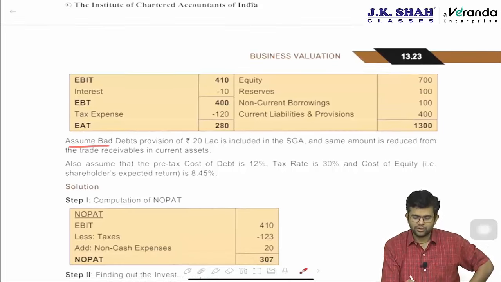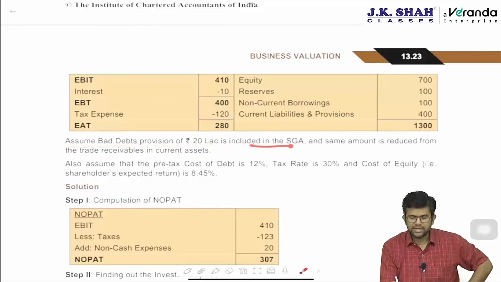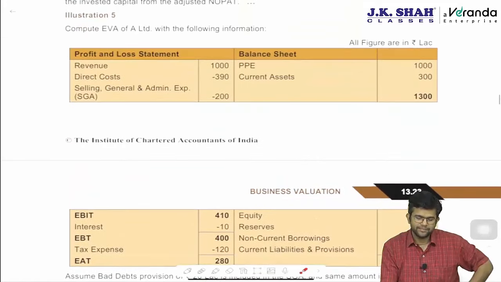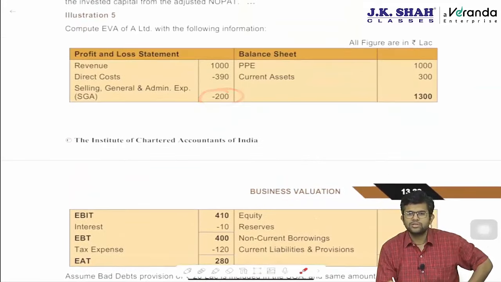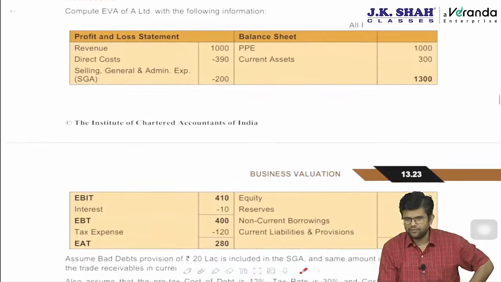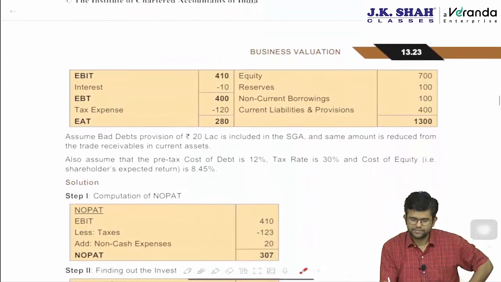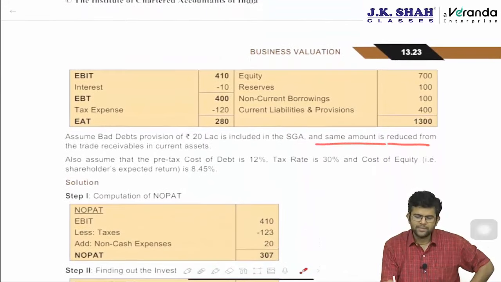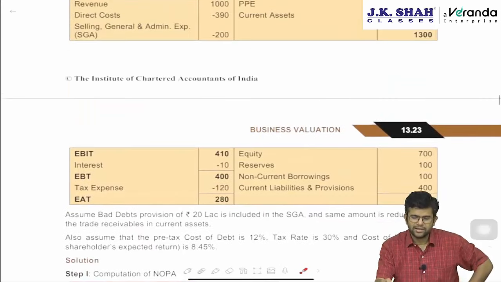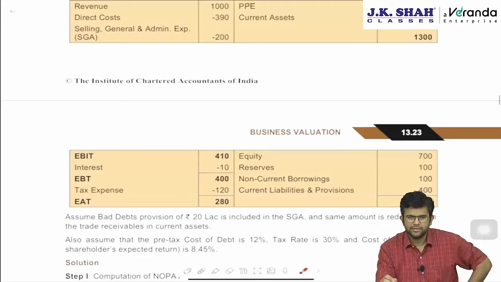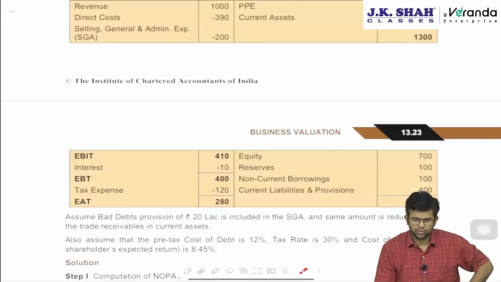Now they are saying assume bad debts provision of 20 lakh is included in the SGA. This includes a provision for bad and doubtful debt. It's a non-cash expense, and the same amount is reduced from debtors in current assets. Everyone clear? We will have to rectify on both sides.